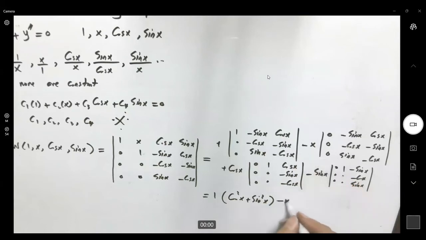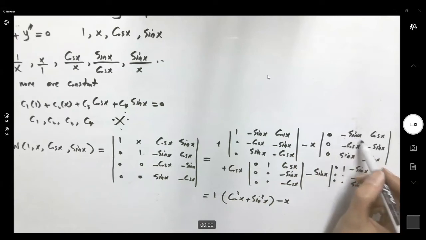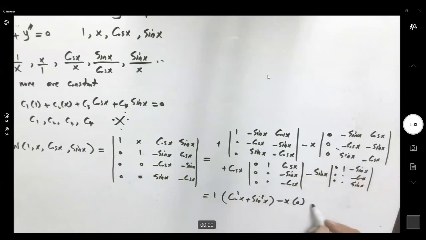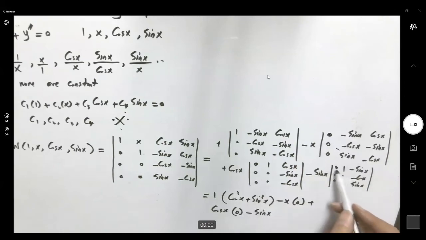And here you get minus x. Well, this is 0, and then you have negative sine, the determinant is 0, and then cosine, the determinant is 0. So you have another 0. Plus here you have cosine x, 0 times the determinant is 0, and 1 times the determinant is 0, and then cosine x, the determinant is just 0. And finally, you have negative sine x. Again, the same process: 0 times the determinant is 0, 1 times this determinant is 0, and then you have 0. So as you can see, you're left with just 1, which is not 0.